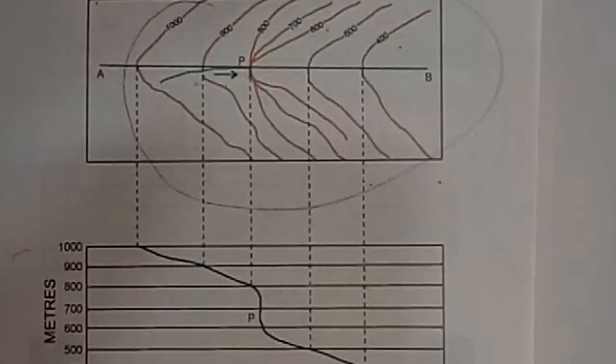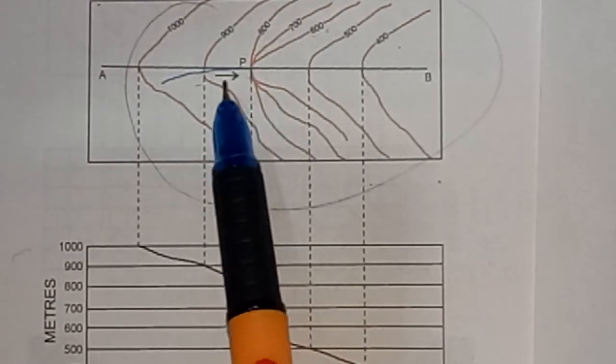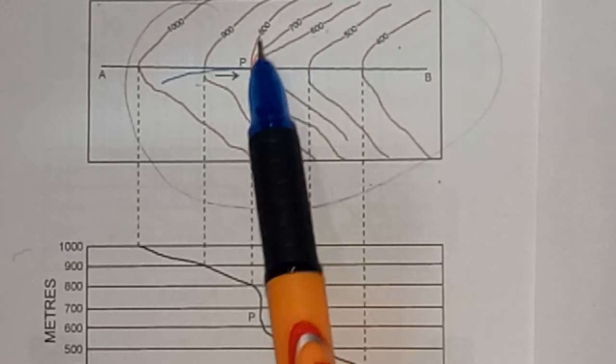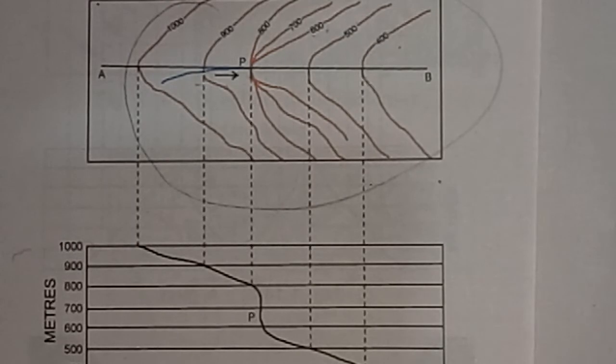Got it? Now children, this is another diagram. In this diagram you can see two or three contours merging with each other. Here also 600, 700, 800 merge at point P. This shows us a waterfall. How? A waterfall is formed when there is a sudden fall of water over a steep rock into the riverbed. Whenever there is a steep slope, two or three contours are shown merging together. So this shows us a waterfall.